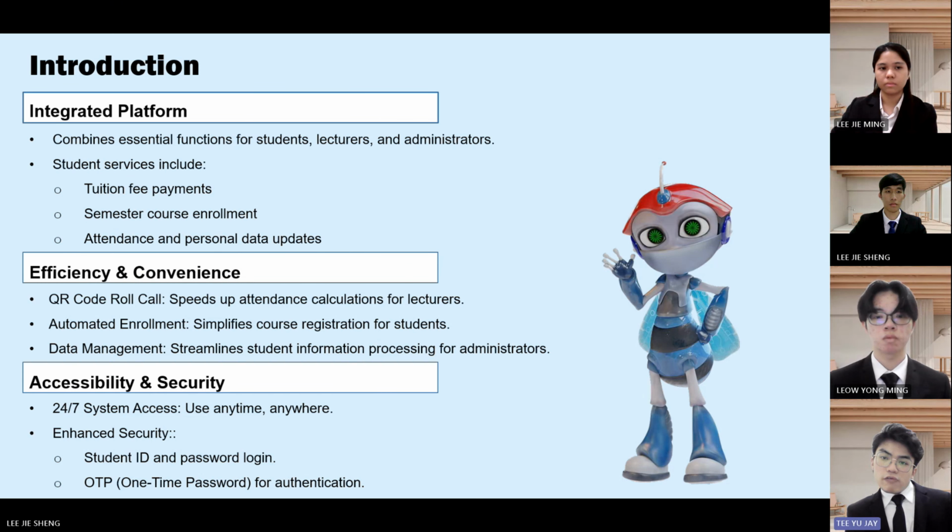The MMU Click System offers a number of key features and benefits. First, it functions as an integrated platform that combines all the necessary tools for students, lecturers, and administration. For instance, students can pay tuition fees, enroll in courses, and update personal information. Second, it enhances efficiency and convenience by providing tools like QR code roll call for lecturers, simplifying attendance tracking, and enabling students to register courses with ease. Administration also benefits from streamlined student data management.